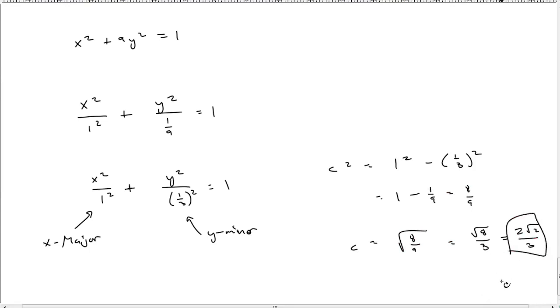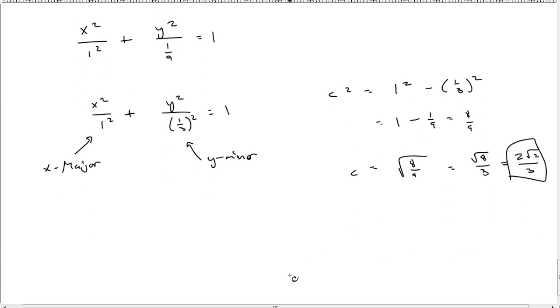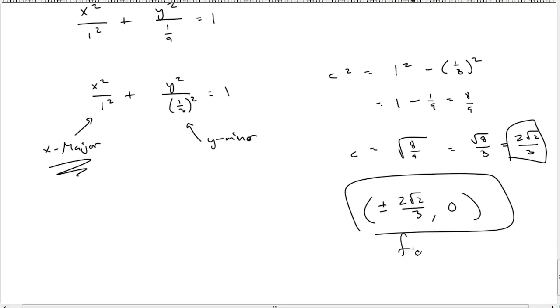It's just super simplified. Later on, as you move on into calculus and pre-calculus, you won't have to do this simplification anymore. Just because we're in my math lab right now, you still have to do it. And so here we go. Again, x major means we're going to have x values here. So 2 square root 2 all over 3 comma 0. This is what they want for the foci.